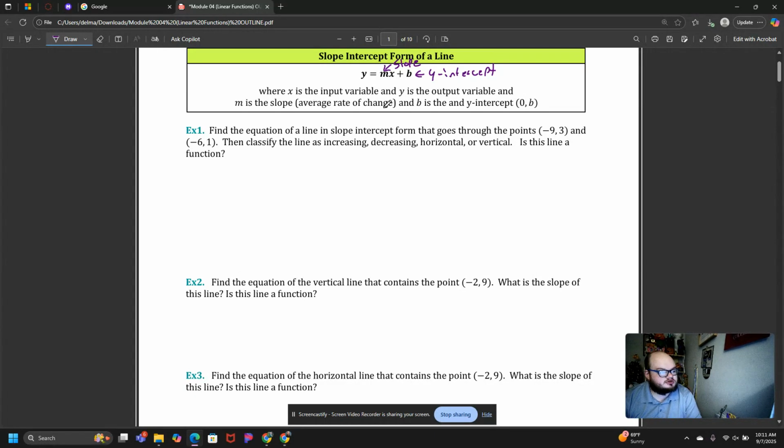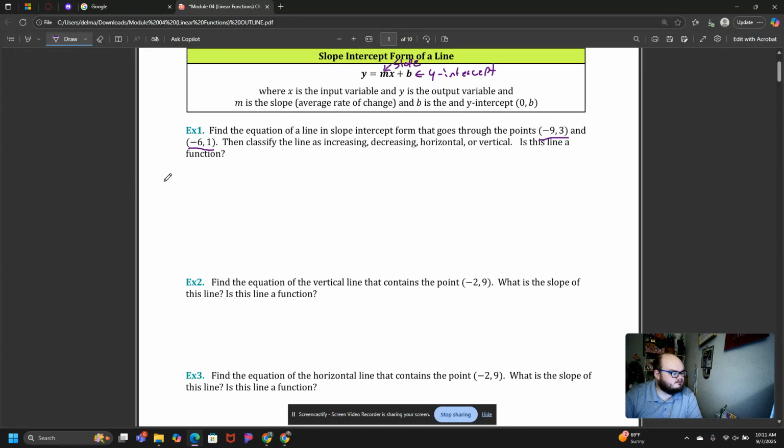We learned about average rate of change last week, and that's very much the same as the slope. So we're going to find the equation of a line in slope-intercept form that goes through the points (-9, 3) and (-6, 1). Then classify the line as increasing, decreasing, horizontal, or vertical.